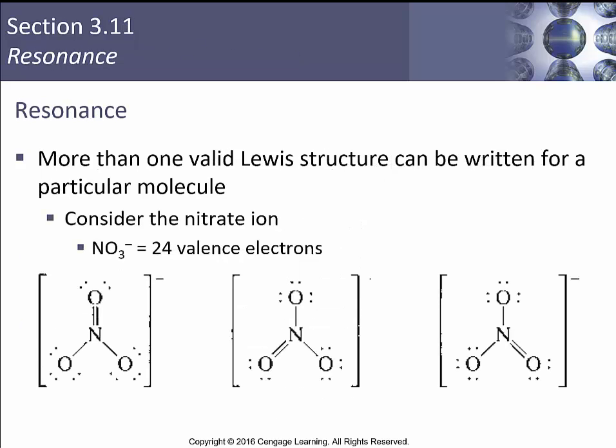Section 311, resonance. One of the issues and limitations with our Lewis model is that sometimes you can draw more than one totally acceptable Lewis structure for a given molecule. So if you look at the nitrate ion, I've got 3 possible ways I could draw this. My NO3 minus has 24 valence electrons. I'm going to form some happy single bonded oxygens. My nitrogen is going to end up with a double bond and a single bond to two oxygens, but there's no real rule that says, well, why does it go up?